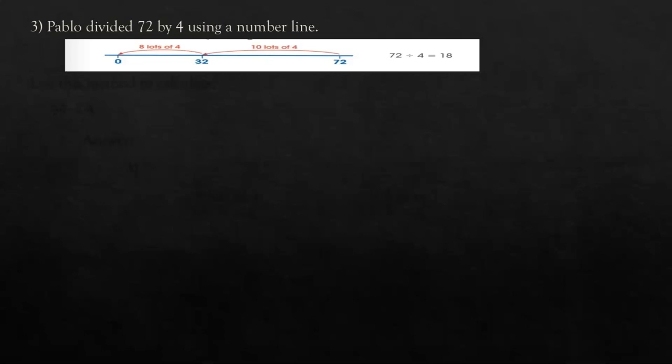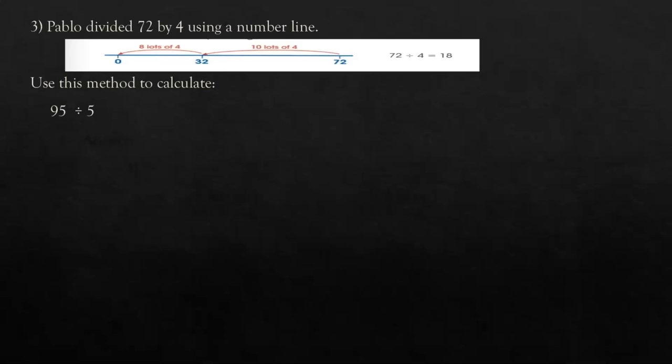Now after finding this, just sum up these 8 lots and 10 lots, so you get 10 plus 8 as 18. That is your final answer. That is, when you divide 72 by 4, you get the answer 18. So this is how you divide 72 by 4. Use this method to calculate 95 divided by 5.